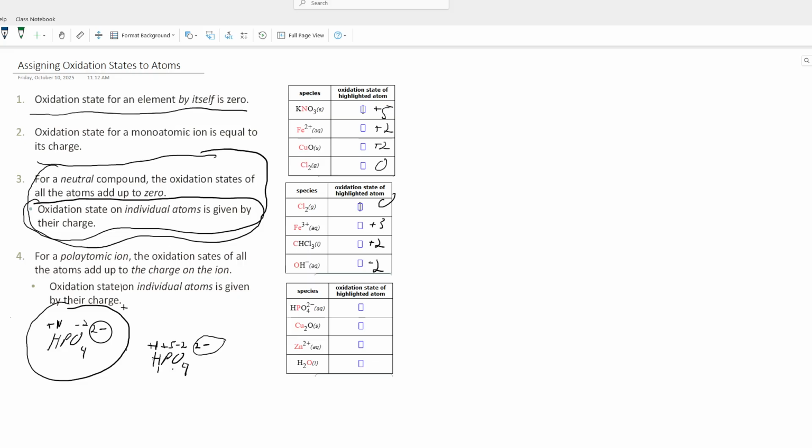HPO4 2-, we already said that that's going to be a +5. Copper 1 oxide, that's going to be a +1. This could be a +2. It has to match the charge of the ion. And finally, the oxygen here is going to be a -2. All right, these are doable, my friends. They take a little bit of practice. There's easier ones and there's harder ones.